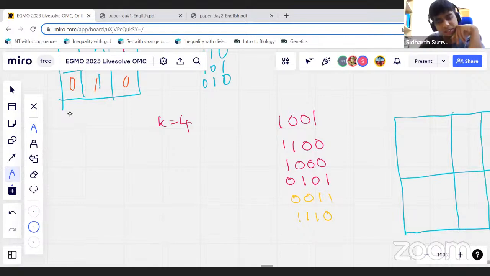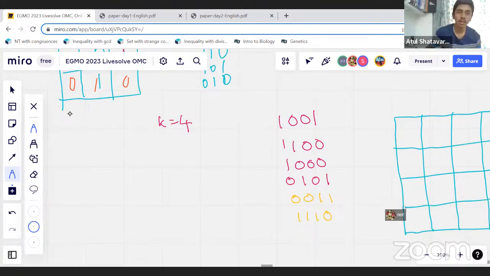Maybe it's something cyclic. Maybe we can prove that there has to be a cycle if there are at least 2^(k-1) strings. Which cycle? We join two binary strings if the last k minus 1 of one is the same as the first k minus 1 of the next one. That seems ambitious. These binary strings match only in one place.